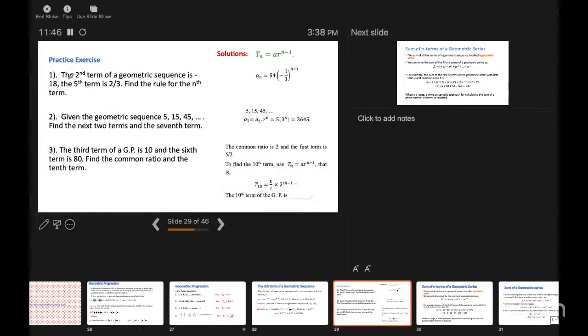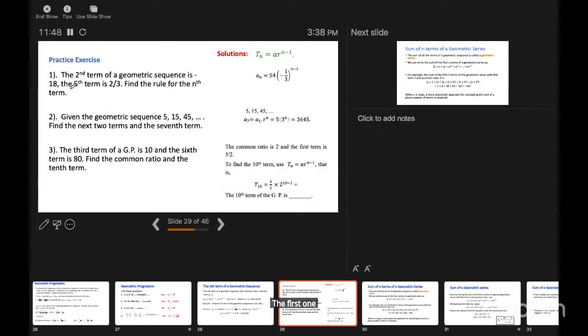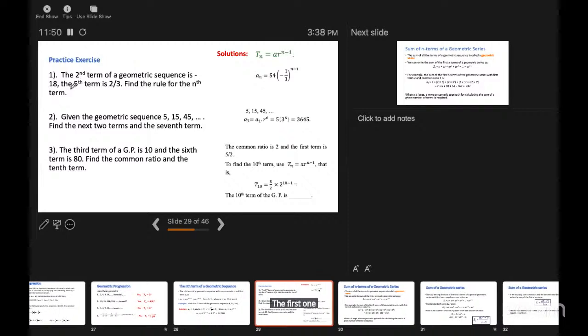The first one: the second term of a GP is 18. The fifth term is 2 over 3. Find the rule for the nth term. Can you attempt that very quickly?